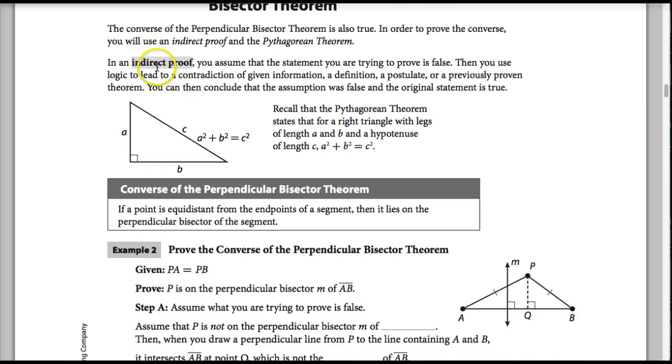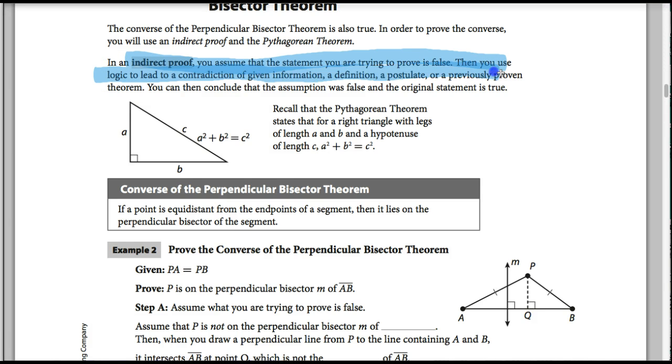So there's this thing called indirect proof. You assume that the statement you're trying to prove is false. Then you use logic to lead to a contradiction. Then you can conclude that the assumption was false and the original statement is true. This is just a way of proving stuff, and they're telling you that because they use it to prove this theorem down here, which means you also have to know this theorem.